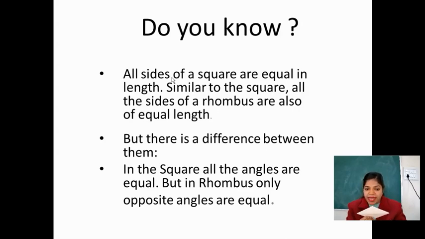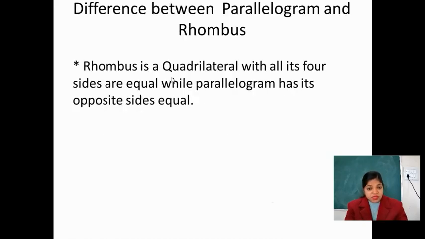Square has equal sides, but rhombus has also equal sides. Square and rhombus have four sides and four sides are equal. But in the square, all the angles are equal, but in rhombus, only opposite angles are equal. Right, students? I hope you understand it. Yes. Next. Now, difference between parallelogram and rhombus.